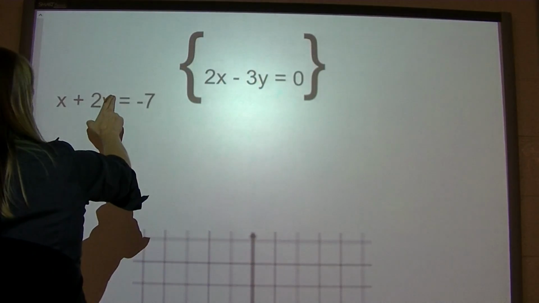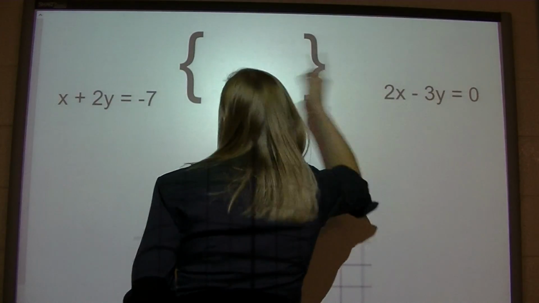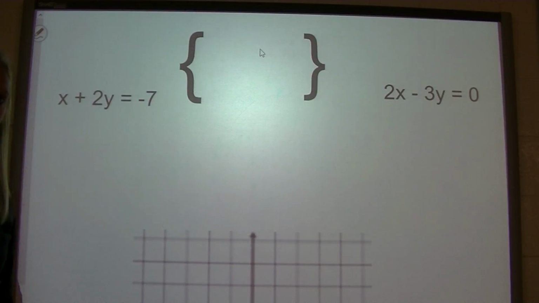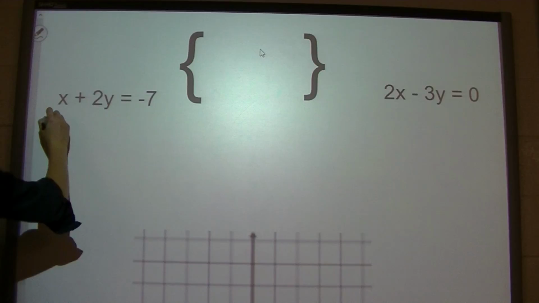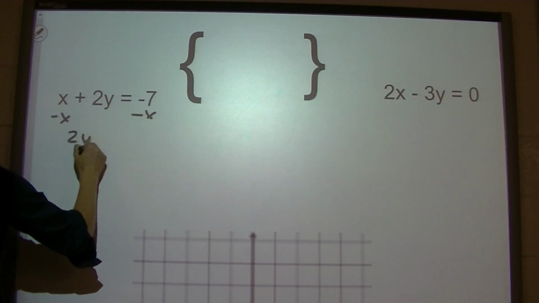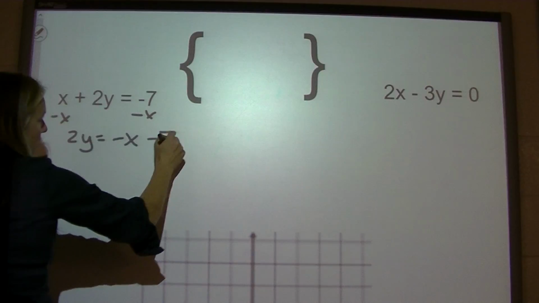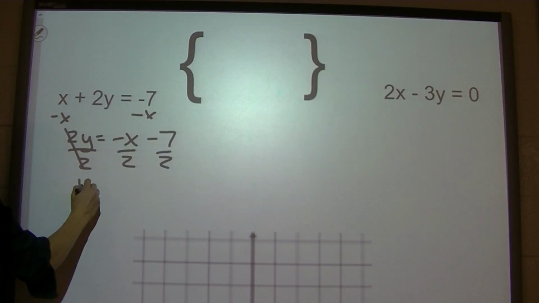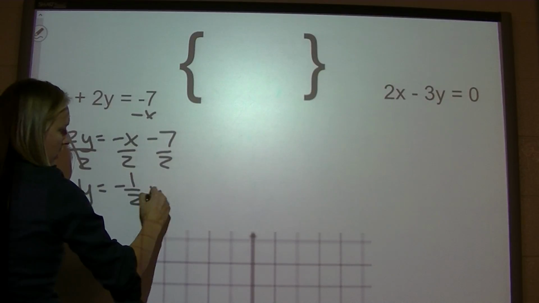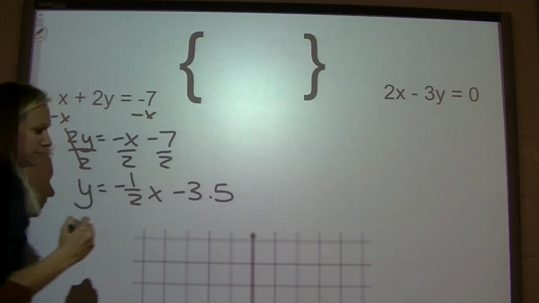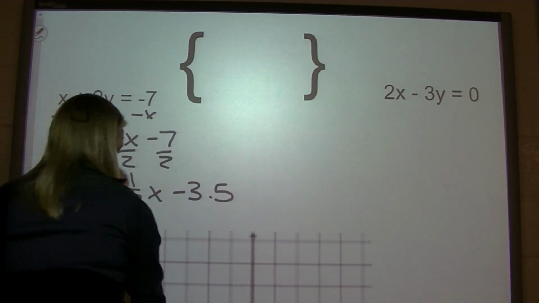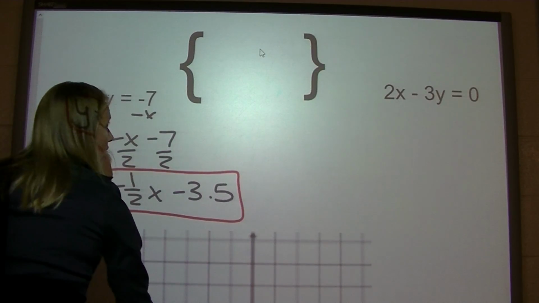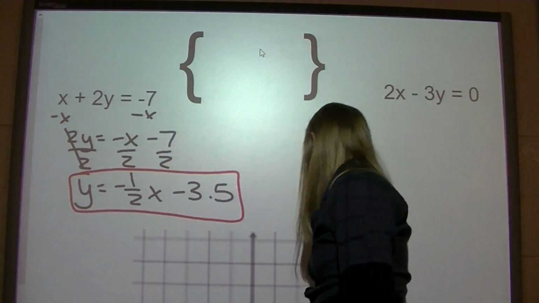So I'm just going to separate this system, and I'm going to go ahead and solve each equation here. And just like we did before, solve it for y so we can get it in y equals mx plus b form and we can graph it. So this, I'm going to subtract x from both sides, so we'll have 2y equals negative x minus 7. And then we'll divide everything by 2. So we'll have y equals negative 1/2 x minus 3.5. Okay, so we have that, and later on, when we graph this line, I will graph that line in red. And then here, I'm going to graph this one in green.